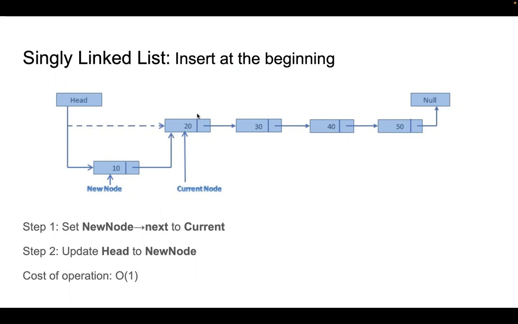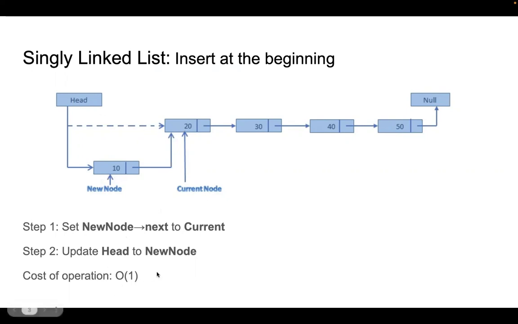And then, as you can see, don't look at this head. Now the very first element is 10. So it's not acceptable that head will point to the 20. It should point to the 10 because now the very first element is 10. So in step 2, we update head to new node. So firstly, connect next to current, initial head, and then update head.